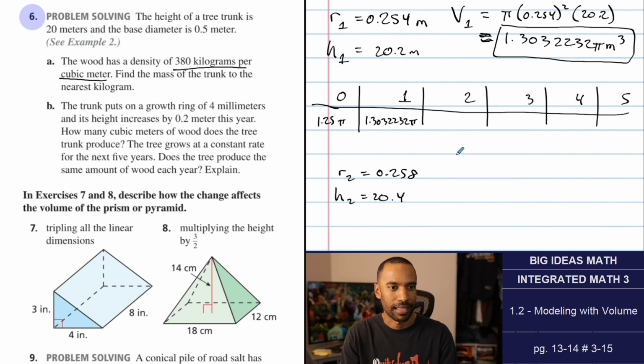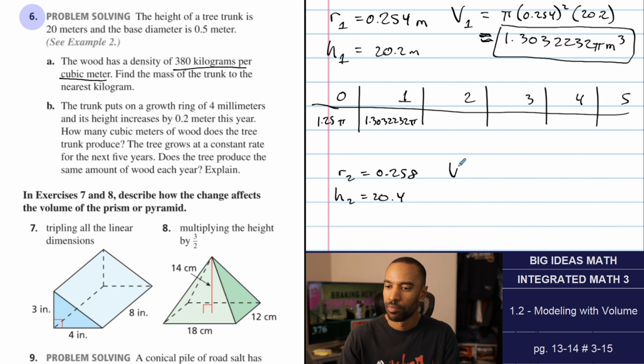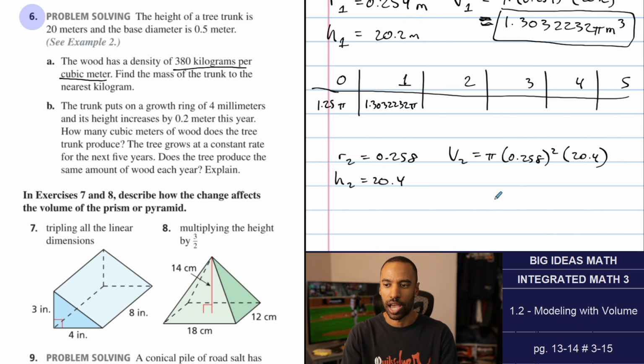So now we got what? Volume of object 2 is pi r squared times height. So I'll be doing that each time, right? Maybe I can just write them out on paper right now.